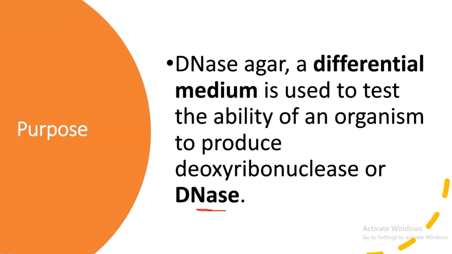As you know, DNA is a large polymer of nucleotides. That's why it's too large to enter the cell membrane. In order to utilize external DNA, bacterial cells secrete DNase that hydrolyzes DNA into nucleotides. The nucleotides can then move across the cell membrane via transport proteins to be utilized. So bacteria utilize external DNA as a source of energy or carbon for their growth.